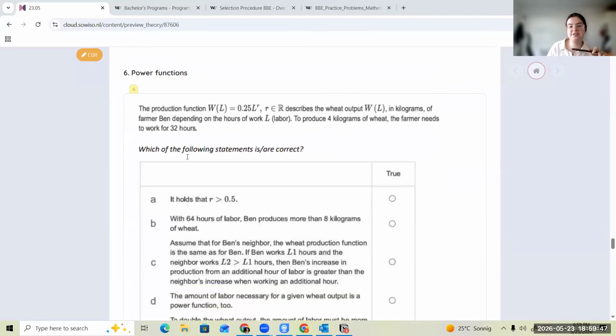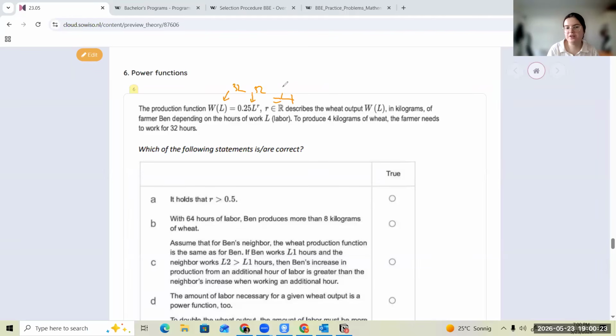Power functions, this is a very nice, relatively easy task to do. So here you have a production function, W of L, so the wheat output as a function of labor is 0.25 L to the power of R. This low-key reminds you of the Cobb-Douglas production function. I'll do that in macroeconomics a bit later. And then to produce 4 kilograms of wheat, the farmer needs to work for 32 hours. So we immediately see that after 32 labor hours, we get 4 kilograms of wheat.